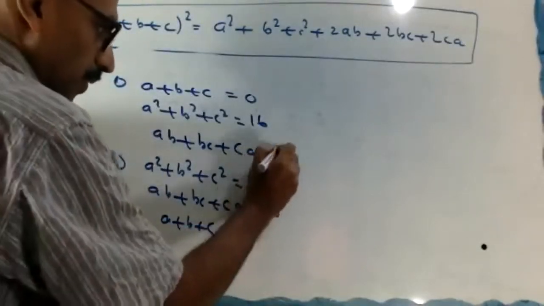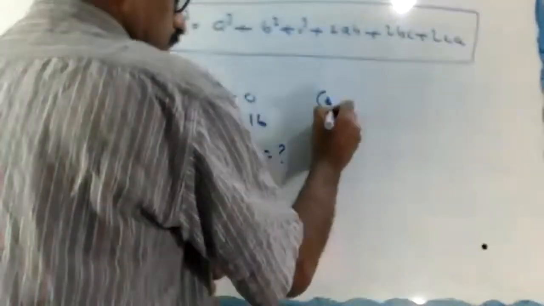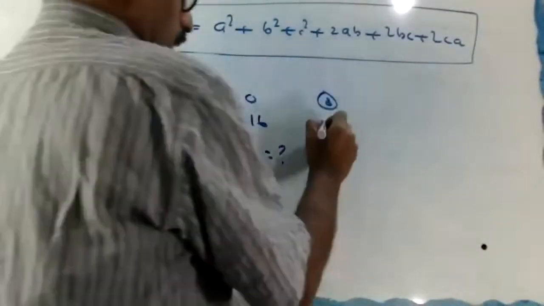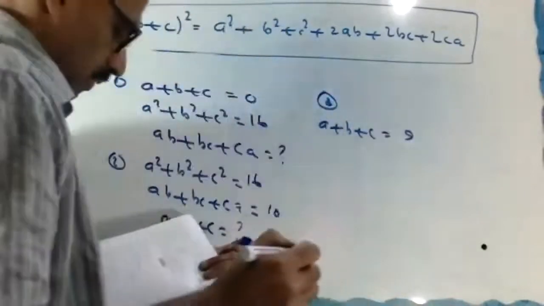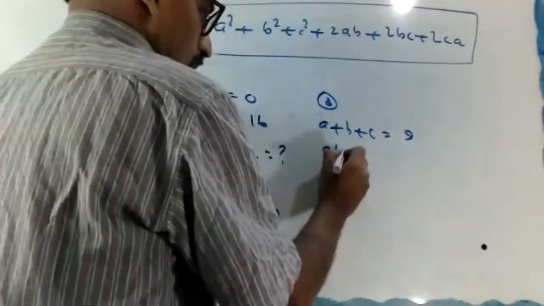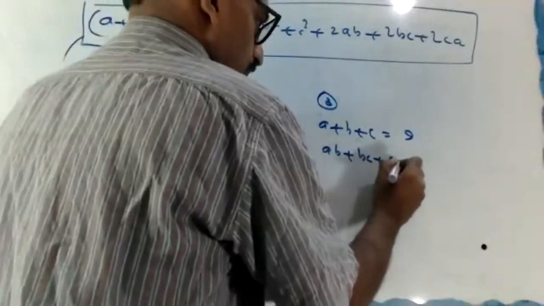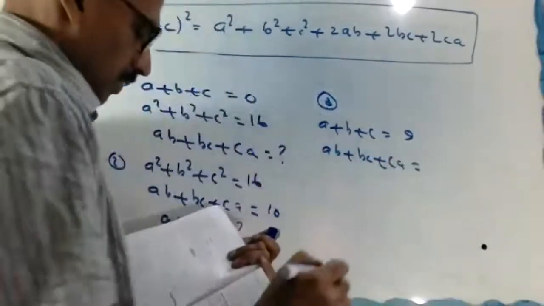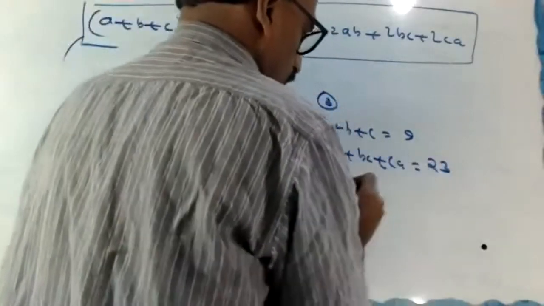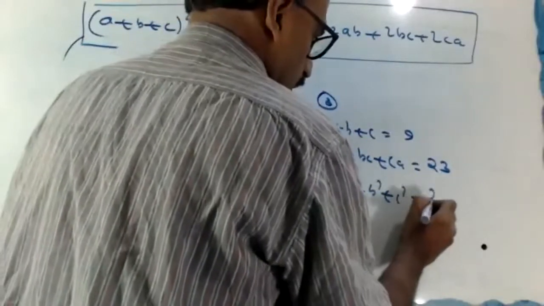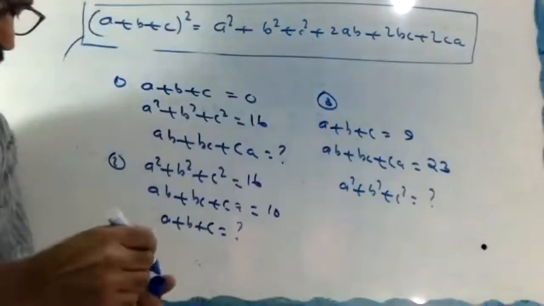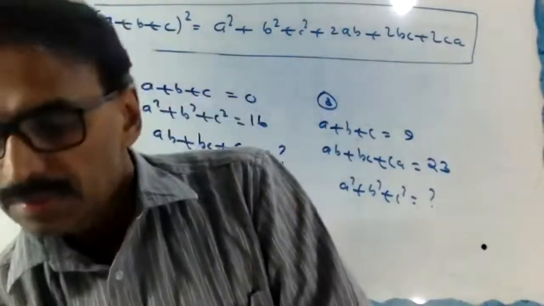You find out this one, you have to find out. Third question, A plus B plus C equal to 9. AB plus BC plus CA equal to 23. Find A square plus B square plus C square, you find out. Okay. Three questions, try now.